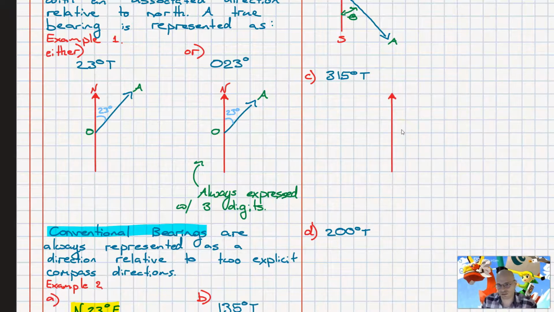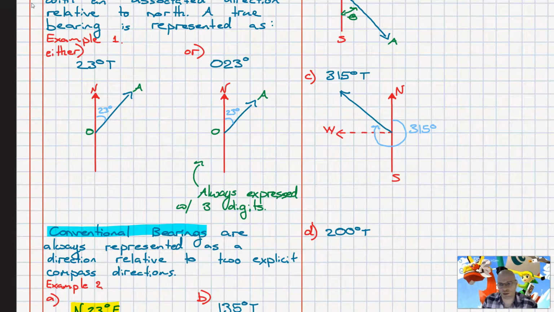315 degrees true. So we're going to be well past 270, so we're going to be in this top left quadrant over here. So that will look like something roughly like that. So we're going to start off at north and sweep all the way around, so 315 degrees. Annotating the rest of the diagram, we have north, south, east is not shown, but we have west over here.